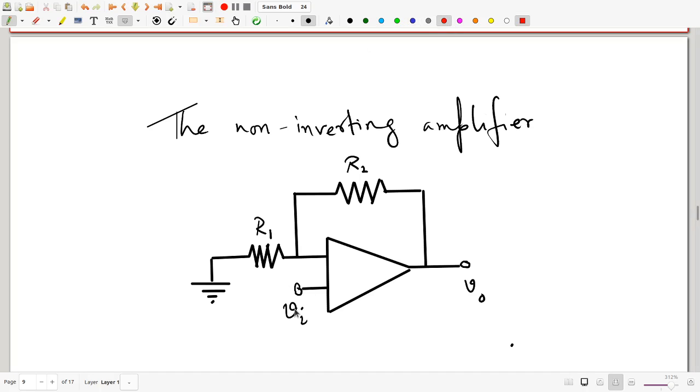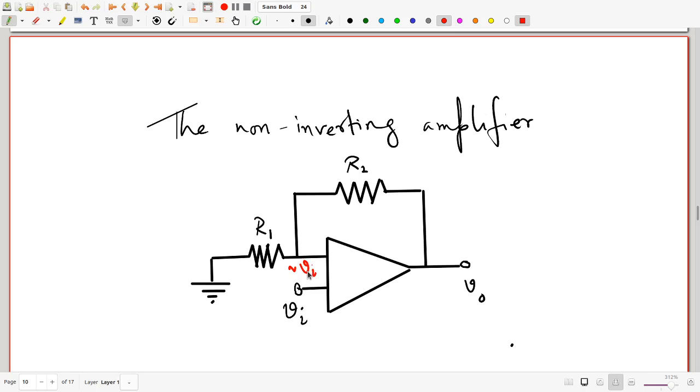If this is at Vi and we have virtual ground, this will be almost Vi. Let us note that I am saying almost simply because I want to be very precise. I could have just said it is Vi. You would hardly be able to tell the difference.